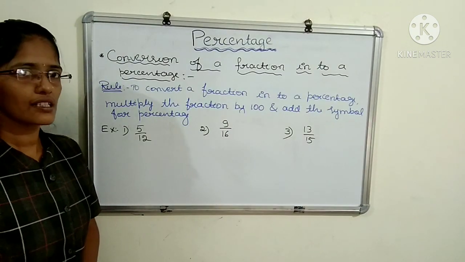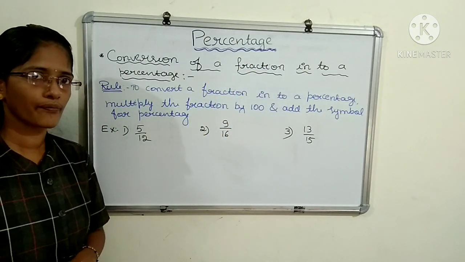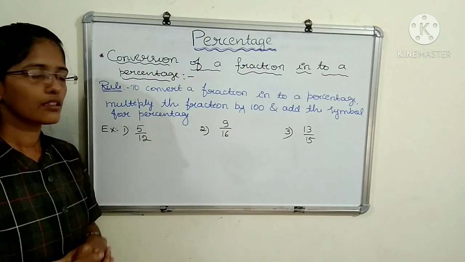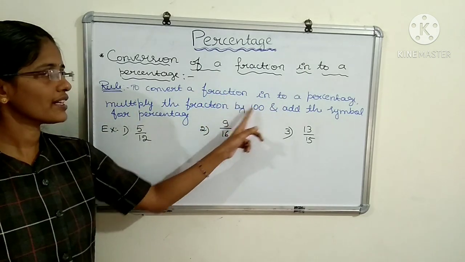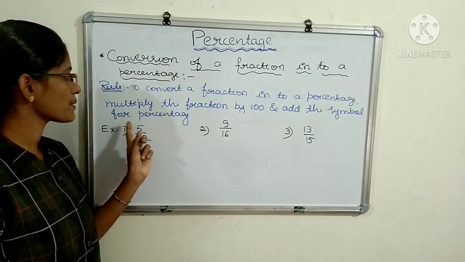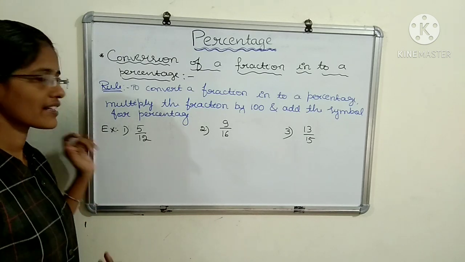Students, now let us learn the conversion of a fraction into a percentage. Here also there is a rule. To convert a fraction into a percentage, multiply the fraction by 100 and add the symbol for percentage. It is also very simple, students. Now let us take an example.